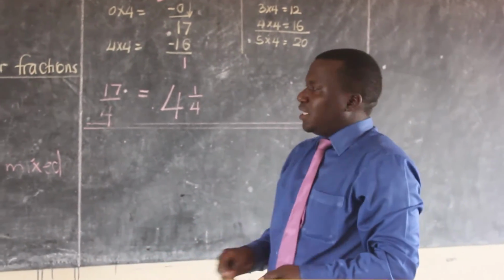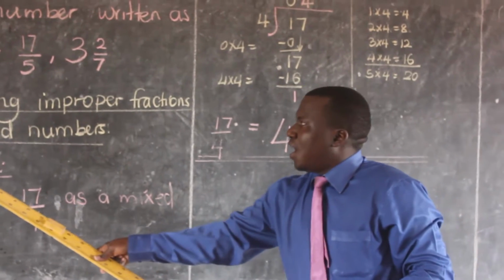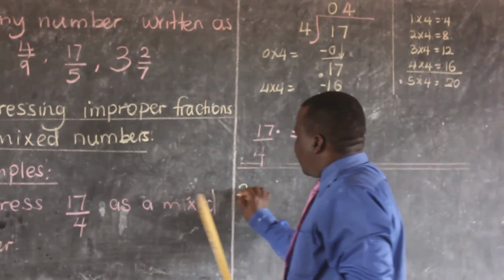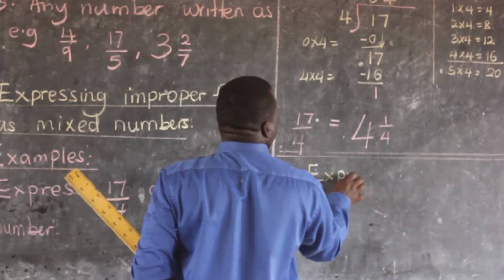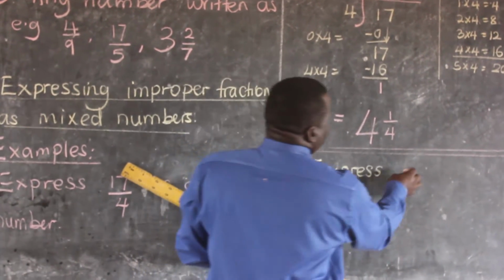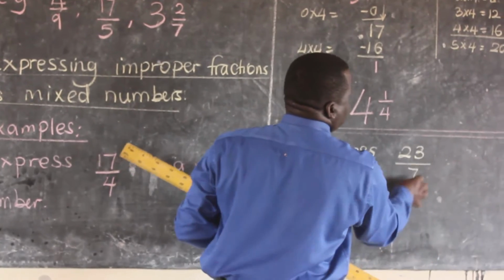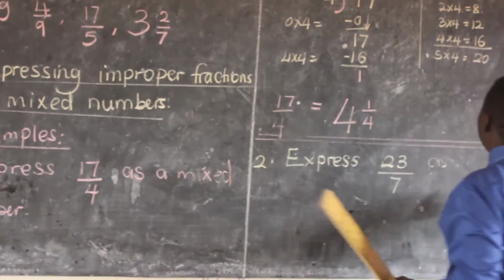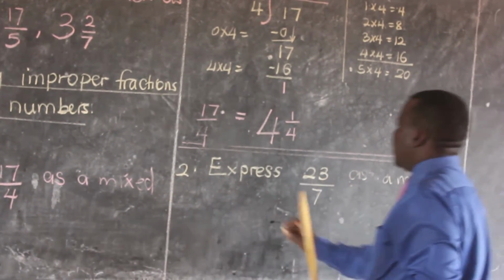So that is what we call expressing improper fractions as mixed numbers. Example 2, they can tell you to express 23 out of 7 as a mixed number.